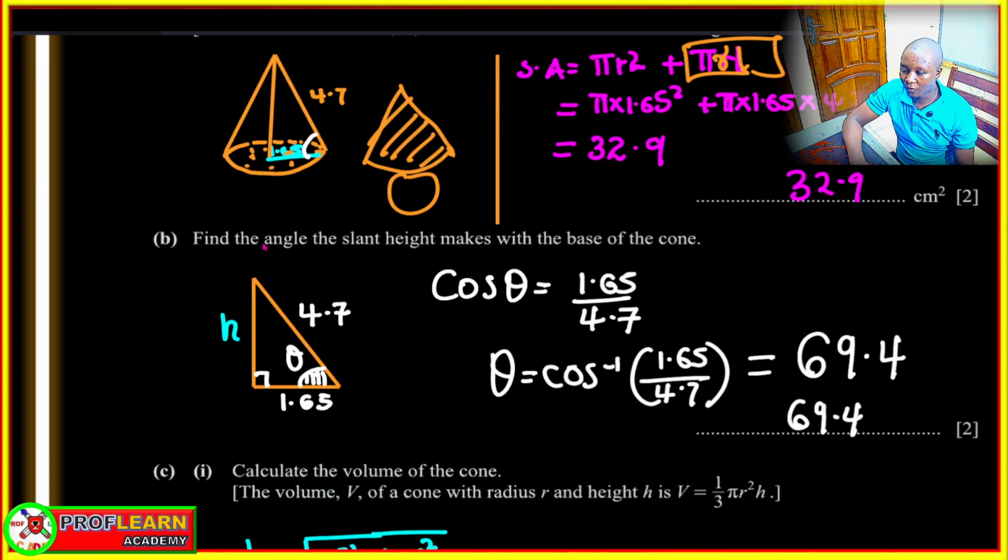And we are supposed to find the angle the slant height makes with the base of the cone. So meaning that we are working out this angle at this given point. We are going to use the radius and the slant height. Then we can use SOHCAHTOA, because this is adjacent to the angle, this is the hypotenuse, and this is the height. With the right angle here, we can use SOHCAHTOA.